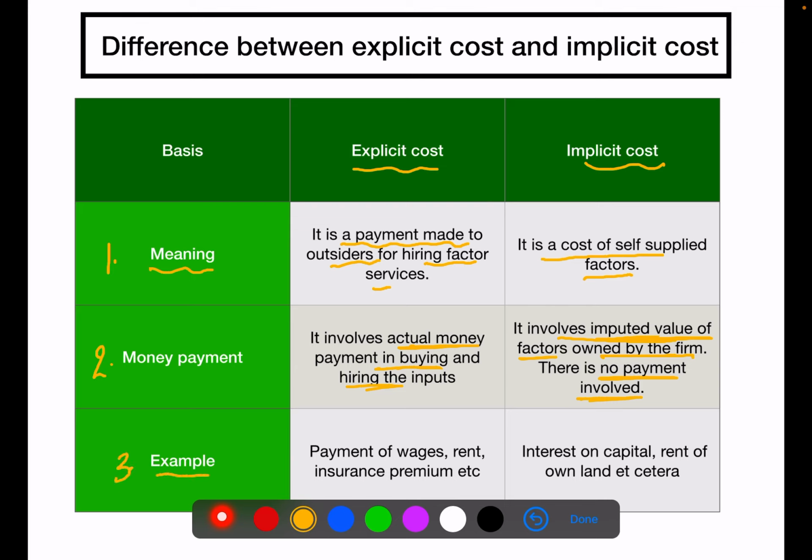Third is example. Payment of wages, rent, insurance premium, etc. All this comes under the explicit cost. And for implicit, interest on capital, rent of own land, etc. will come under the implicit cost.